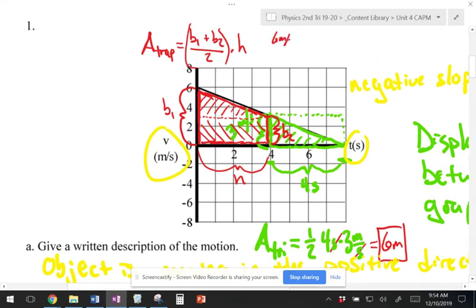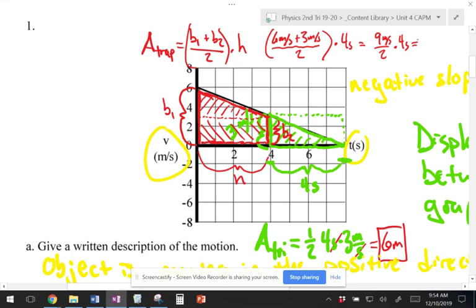6 meters per second plus 3 meters per second divided by 2. And then I'm going to take that times 4 seconds. So that's going to be 9 meters per second over 2 times 4 seconds.